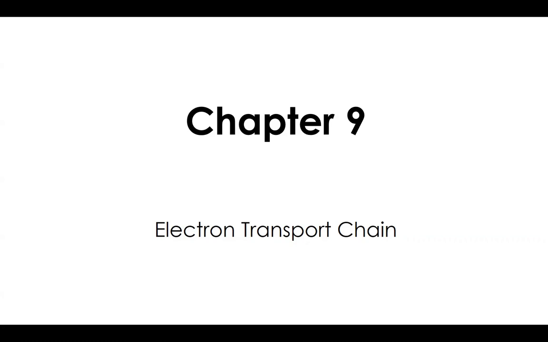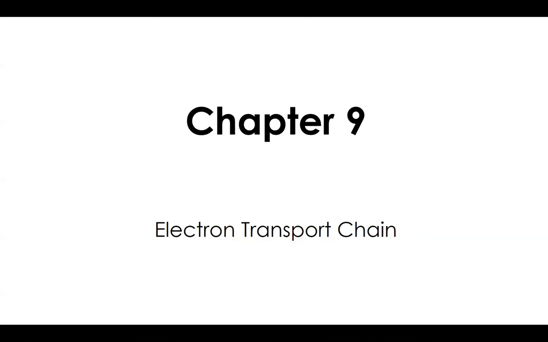In those previous processes, we were able to gain some redox potential and a little bit of ATP, but today we're going to look at that big payoff, how we get that 32 to 36 ATP that you always see in textbooks. We're going to be exploring this through the electron transport chain.